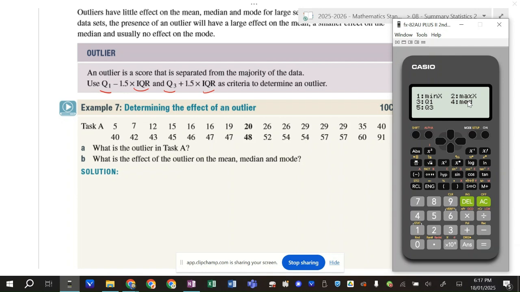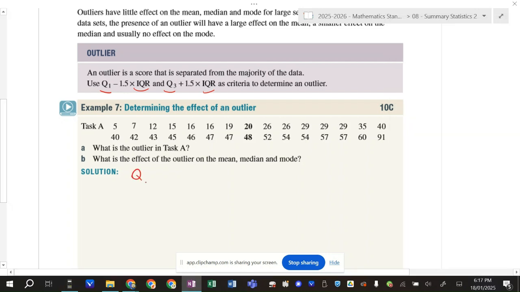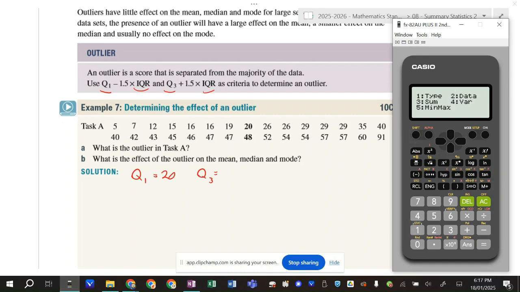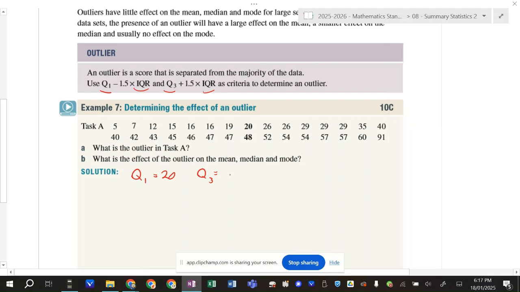All right. So let's have a look at Q1 first. So we do that, and bang, our Q1, so we can just write that down. Q1 equals 20. Now we want Q3. Go up there, and we'll go Shift 1. We want min-max, and we want Q3, which is number 5. And we hit equals, and it gives us 48. Now, we know that the IQR is Q3 minus Q1, so it's 48 minus 20, which gives us 28. So now we've got everything we need to work these out.